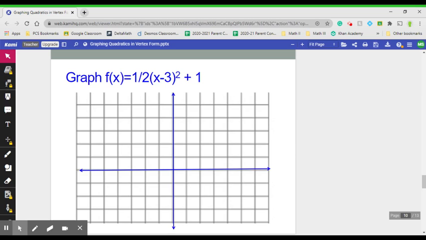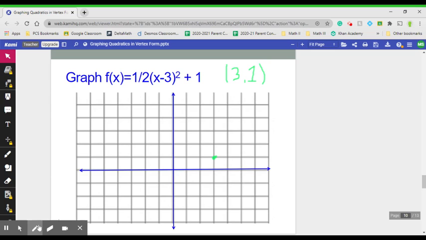Next problem is a little different. We have a 1/2 in the front. So if you think back to before, this is going to be dilated by half compared to some of the parabolas we've been drawing so far in this video. And so we want to start by identifying our vertex. That is easy as just (3, 1). And so we can plot (3, 1) right here.